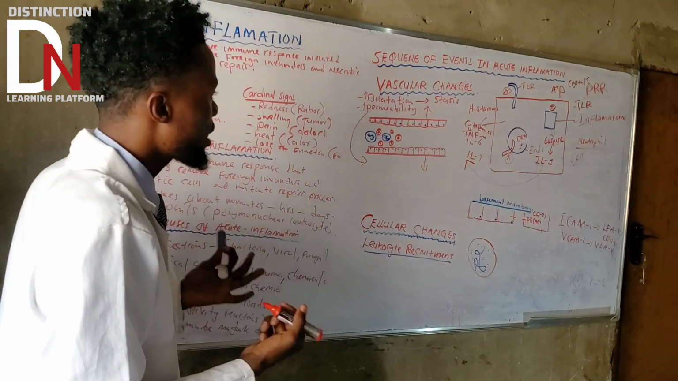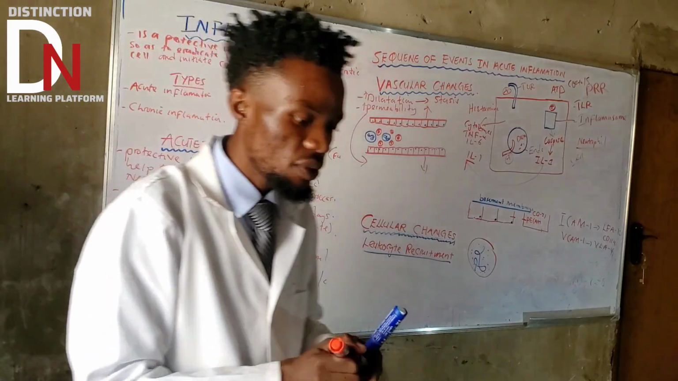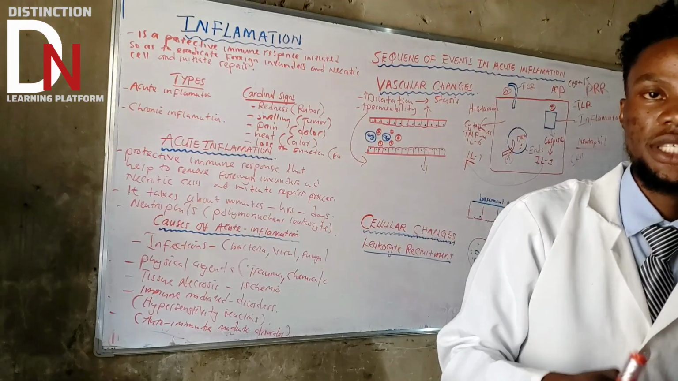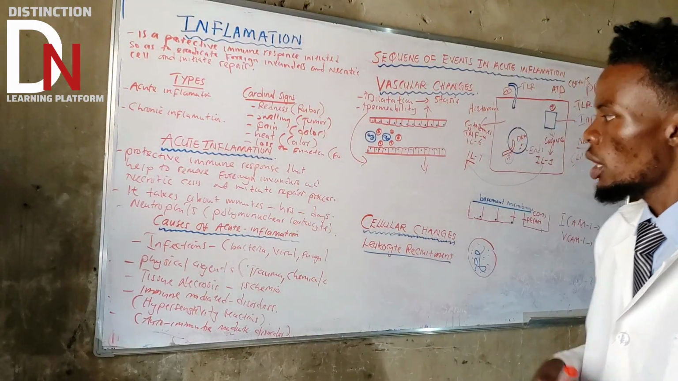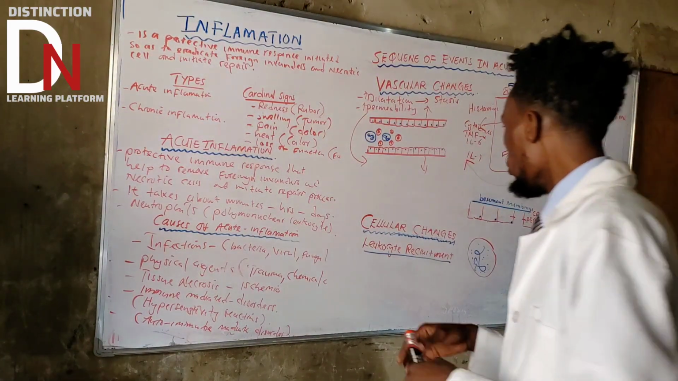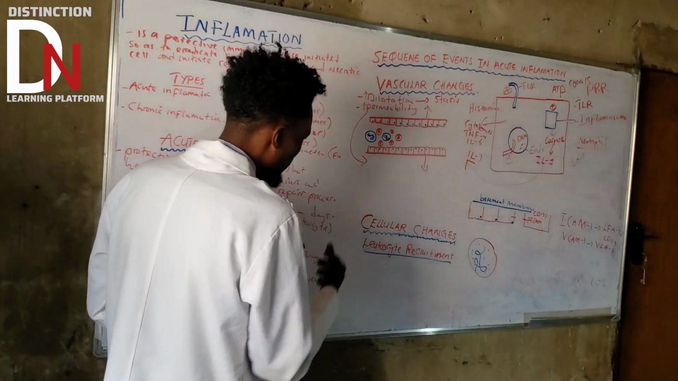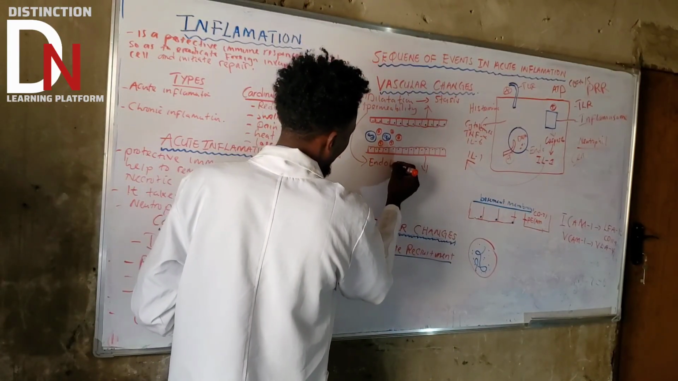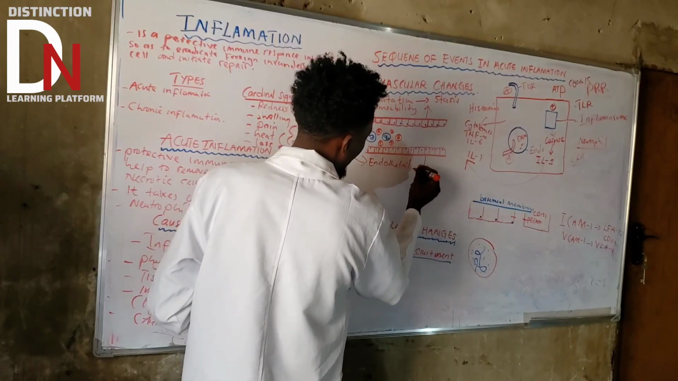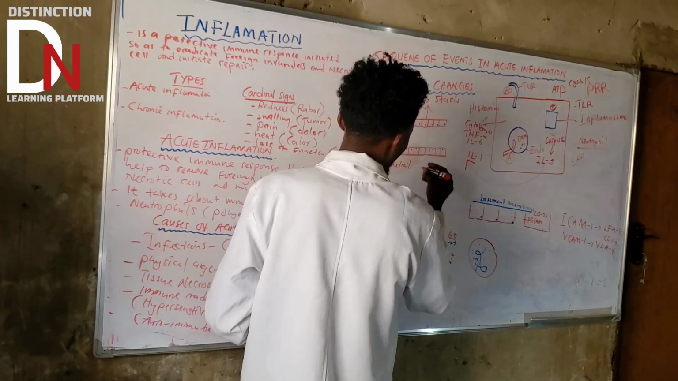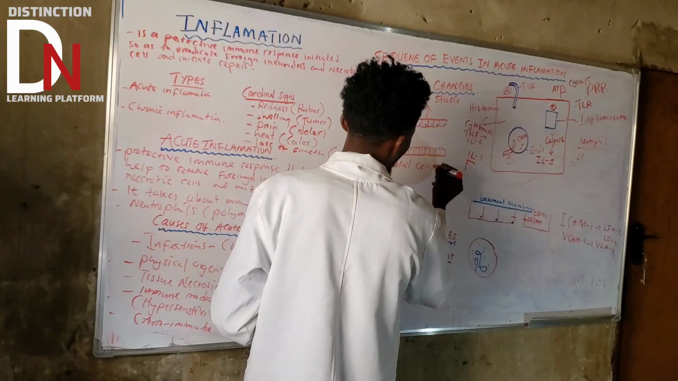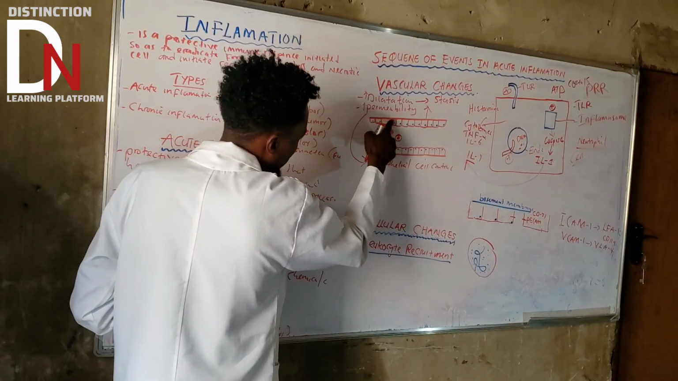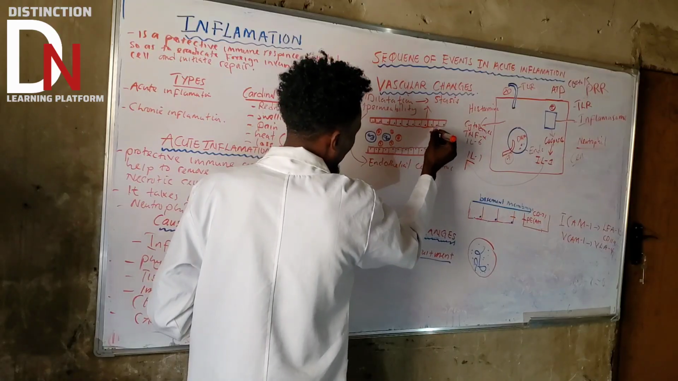Vascular permeability. So stasis, we've talked about it. What about vascular permeability? What are the things that are going to lead to the increase in the vascular permeability? What are those things? The first one is what? The first one is endothelial cells contraction. Okay.